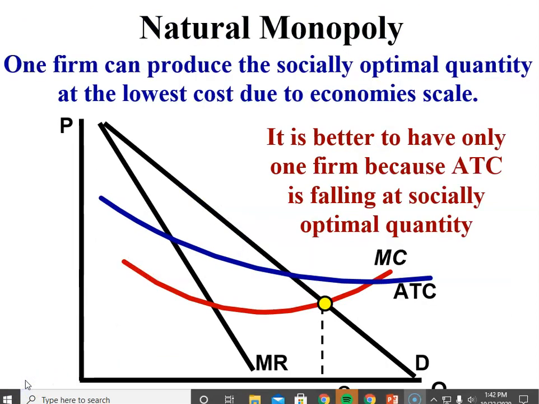Again, an example of a natural monopoly would be a utility. You have one firm that can produce the socially optimal quantity at the lowest cost due to economies of scale. So it's better to have only one firm because the average total cost is falling at the socially optimal quantity.